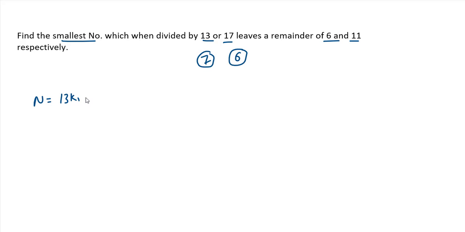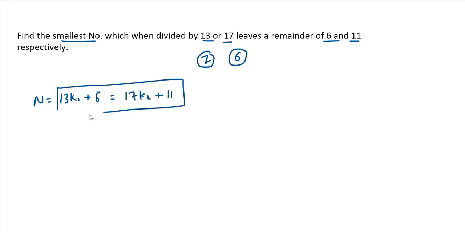It is a multiple of 13 with 6 extra, which is your remainder. And at the same time, it is a multiple of 17 as well. Let's say another constant k2 having 11 extra, which is our remainder. So this number is of the form 13 k1 plus 6 and 17 k2 plus 11. So we will equate these two equations and try to find out the value of n.